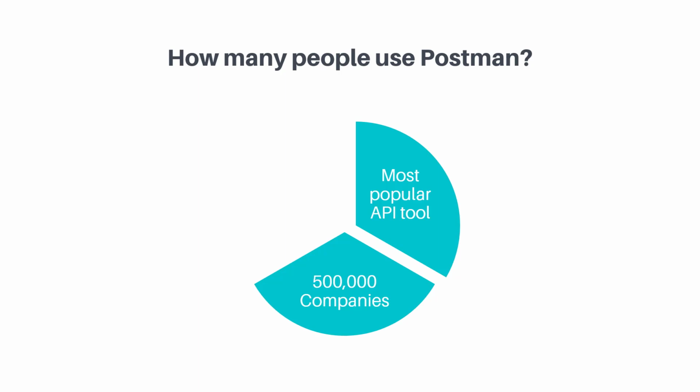Moreover, Postman is being used across 500,000 companies. That's pretty huge. This shows the popularity of the Postman tool across companies when it comes to APIs. Moreover, this includes 98% of Fortune 500 companies. That's pretty awesome. So almost all the top companies use Postman when it comes to APIs. Hence, I strongly suggest you also take a careful look at Postman and try to incorporate it into your API development lifecycle.